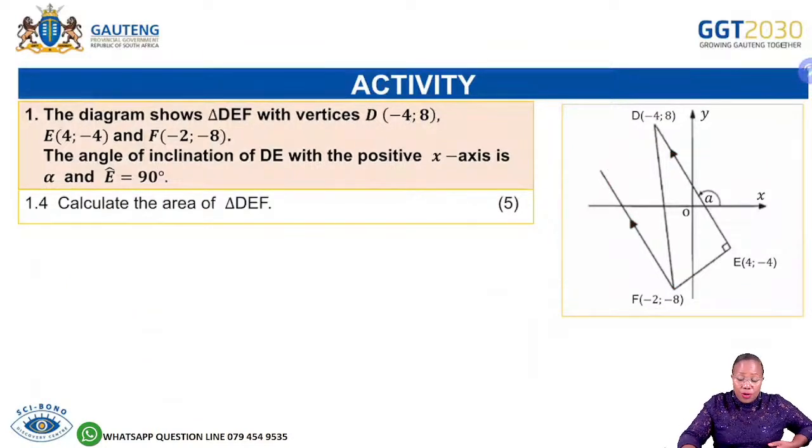And then moving on to 1.4, we are still on the same activity there. Grade 12, now we need to calculate the area of triangle DEF. This is our triangle that we are referring to. And then this triangle, can you see that it's a right angle triangle because it is having a 90 degrees there. This is your grade 10 content, grade 12, where you are calculating the area of a triangle.